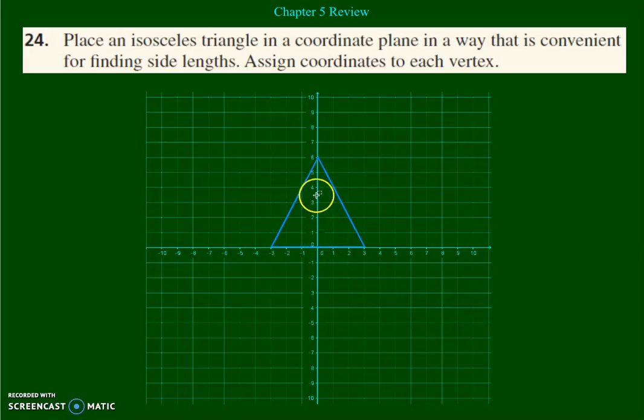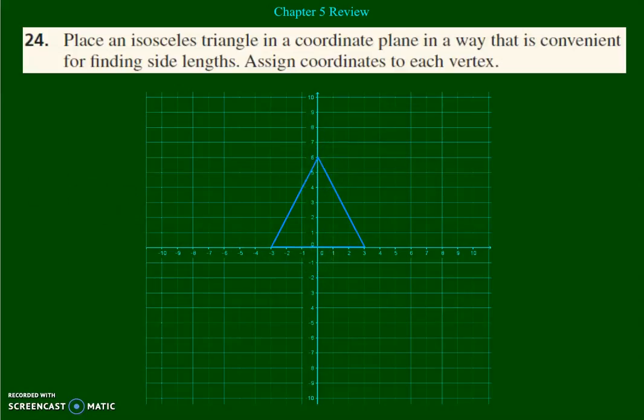And notice where I put it. I put the vertex of the isosceles triangle right on the y-axis. What that does for us is it allows us to take advantage of the fact that the vertex is going to be a perpendicular bisector of the base of this isosceles triangle. So this distance and that distance are exactly the same, and there's a relationship with these distances.